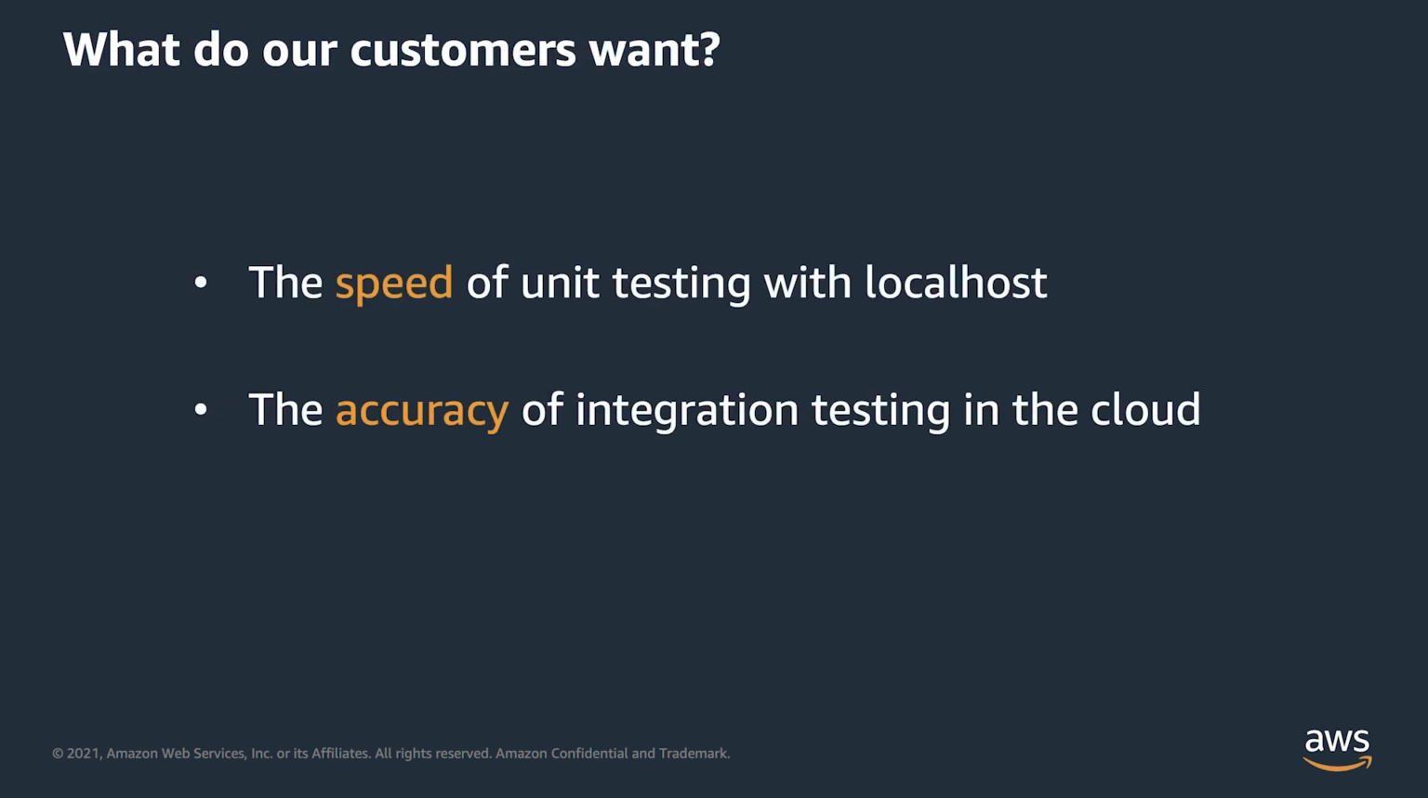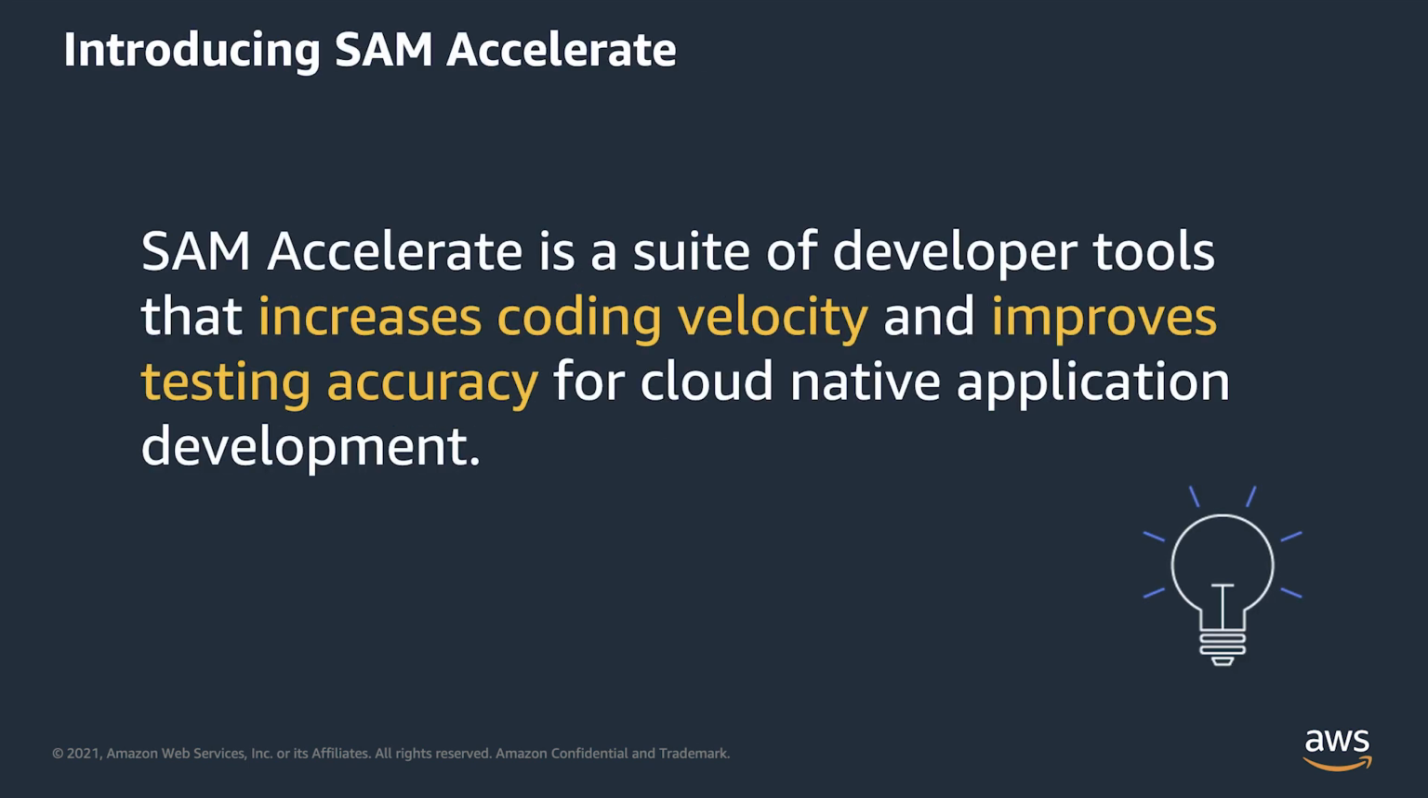When we talk to customers about their cloud-native development experience, we hear very consistent feedback. Our customers want the speed of unit testing with localhost, combined with the accuracy of integration testing in the cloud. Today, we have an answer for these customers. Introducing SAM Accelerate. As most of you know, SAM is short for the Serverless Application Model. And SAM Accelerate is a suite of developer tools that increases coding velocity and improves testing accuracy for cloud-native application development. It's distributed as part of the SAM CLI.